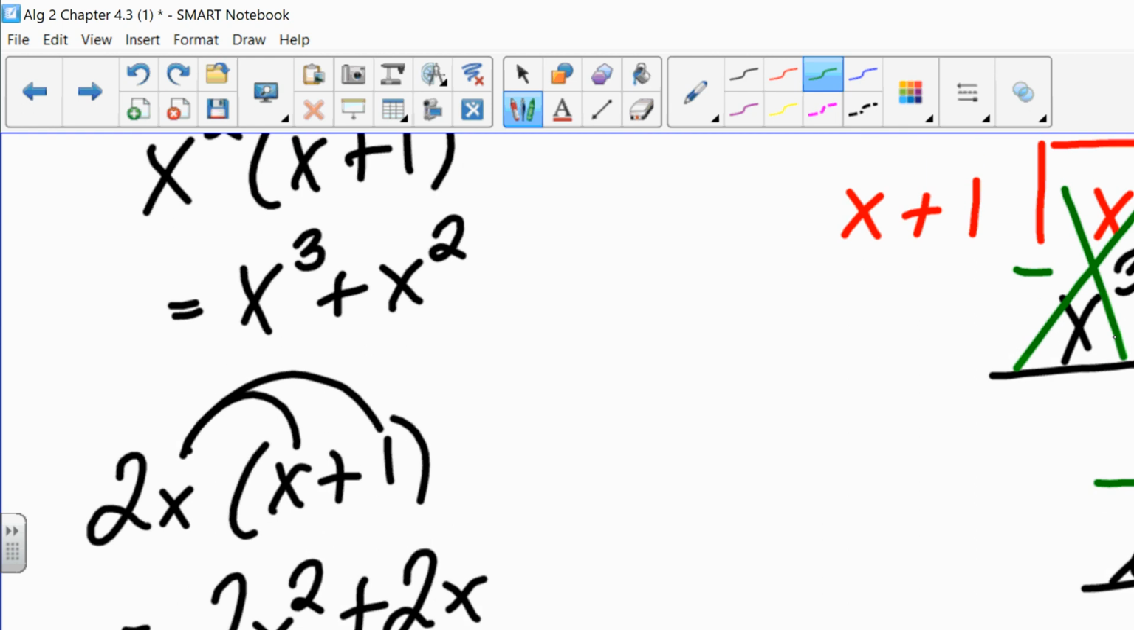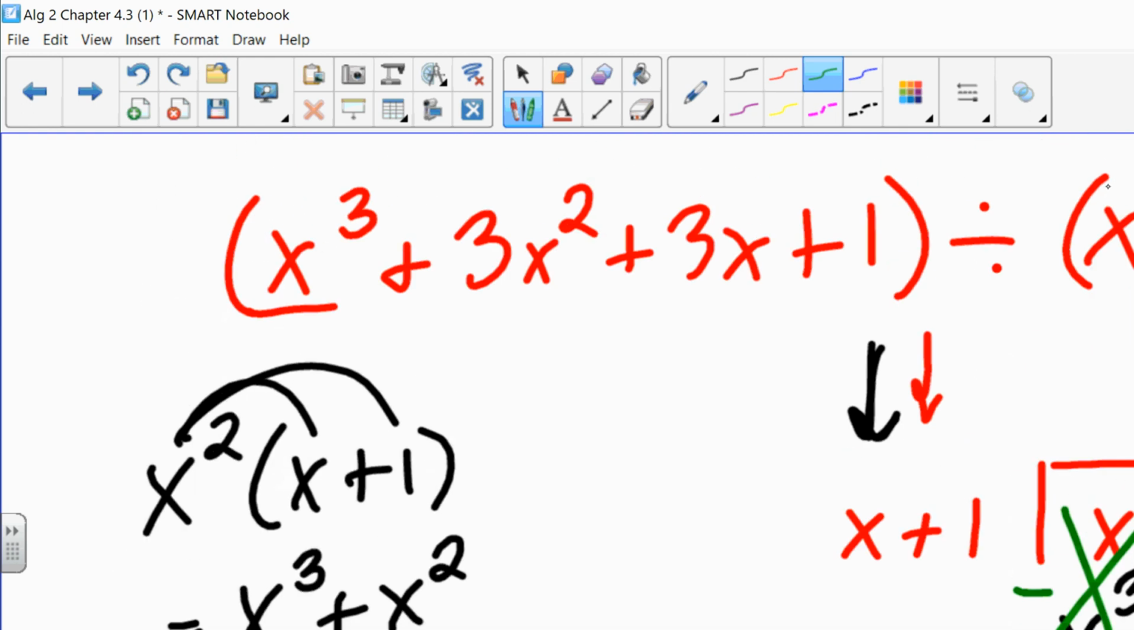If the remainder is 0, it divides into it evenly. And our answer is this right here. X squared plus 2x plus 1. Questions on this here? We ready for the next one?